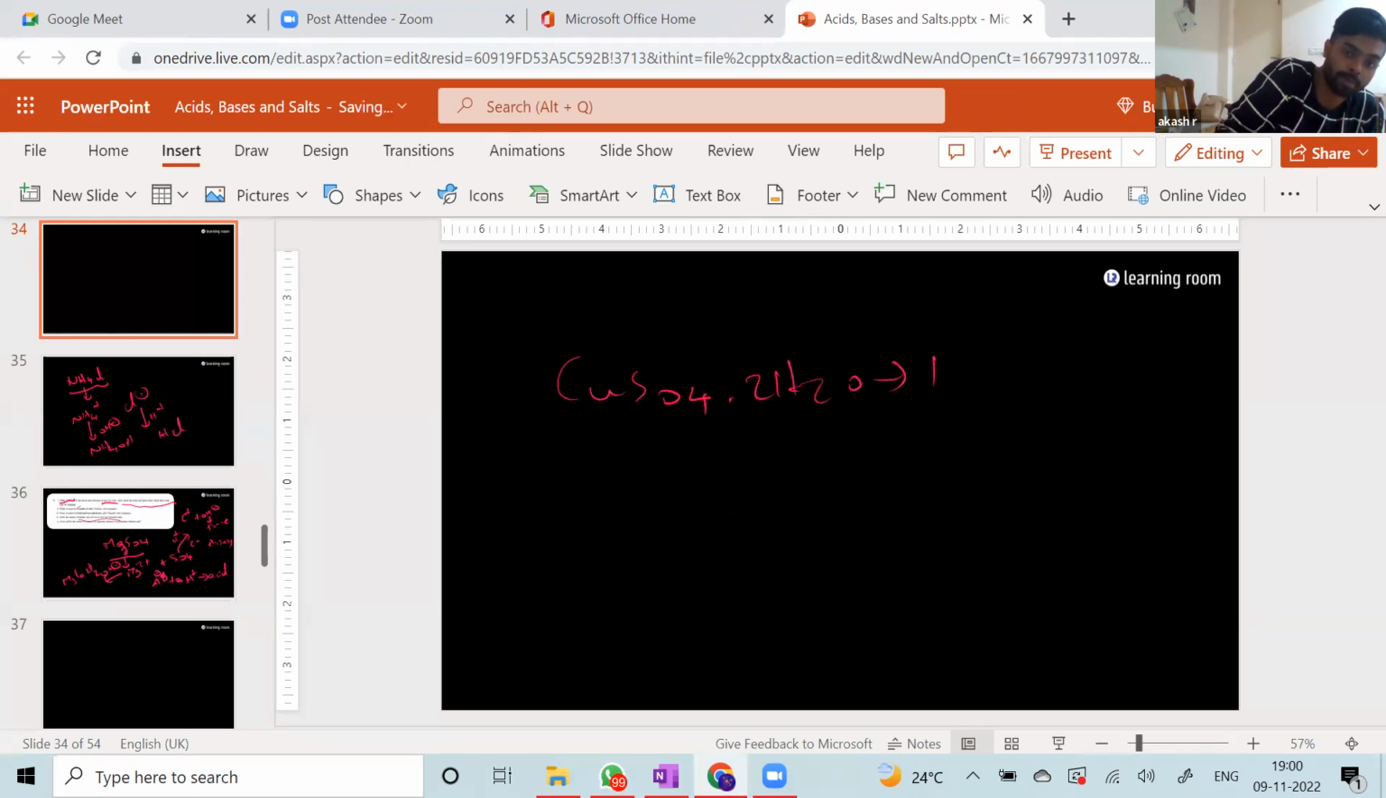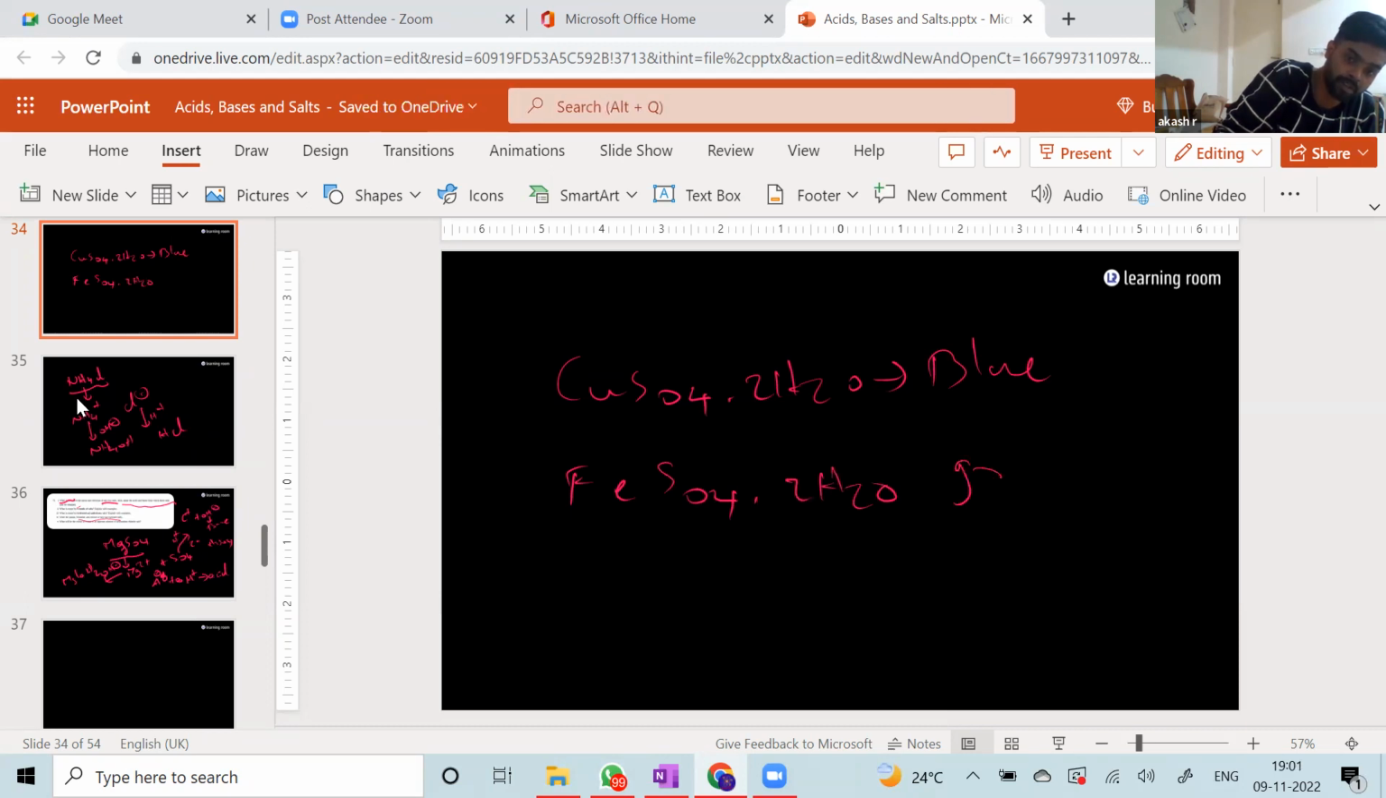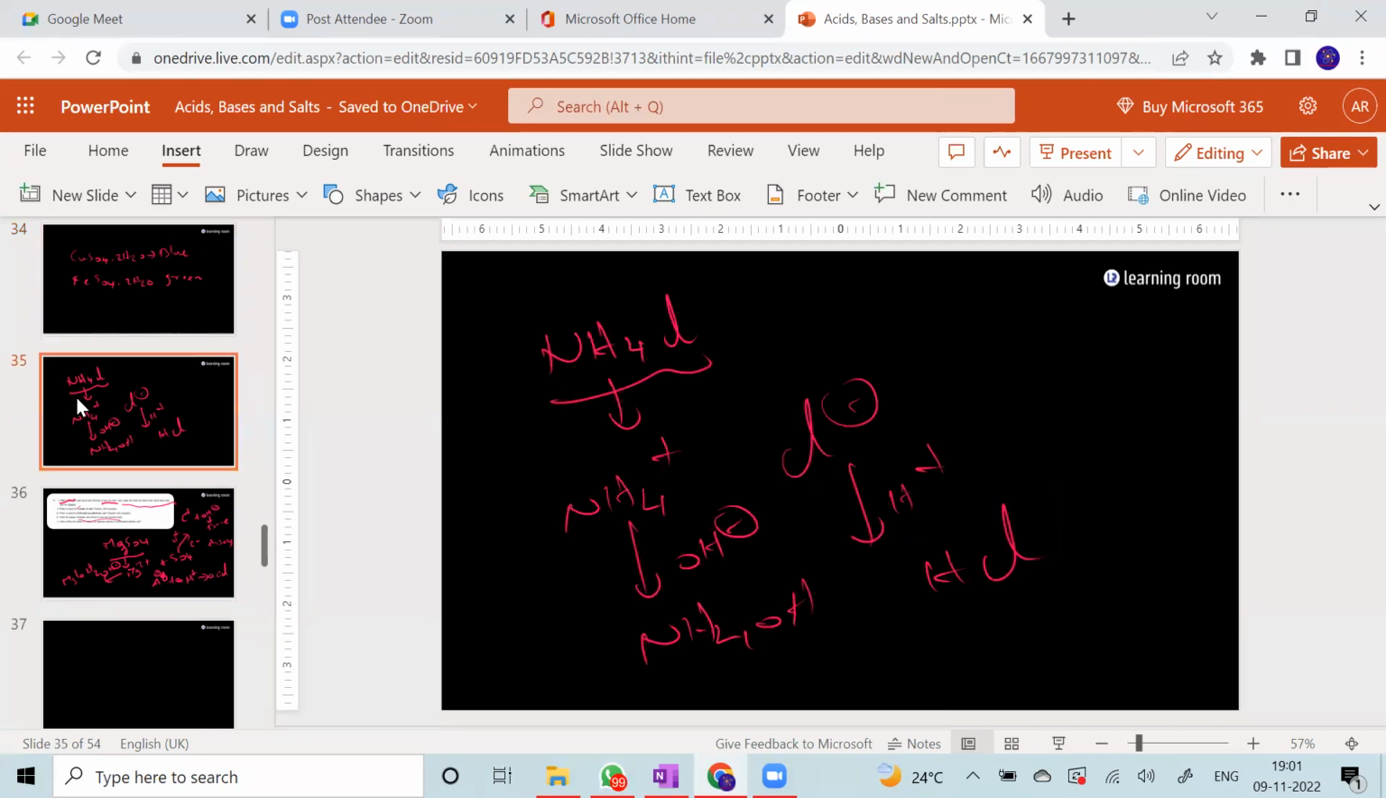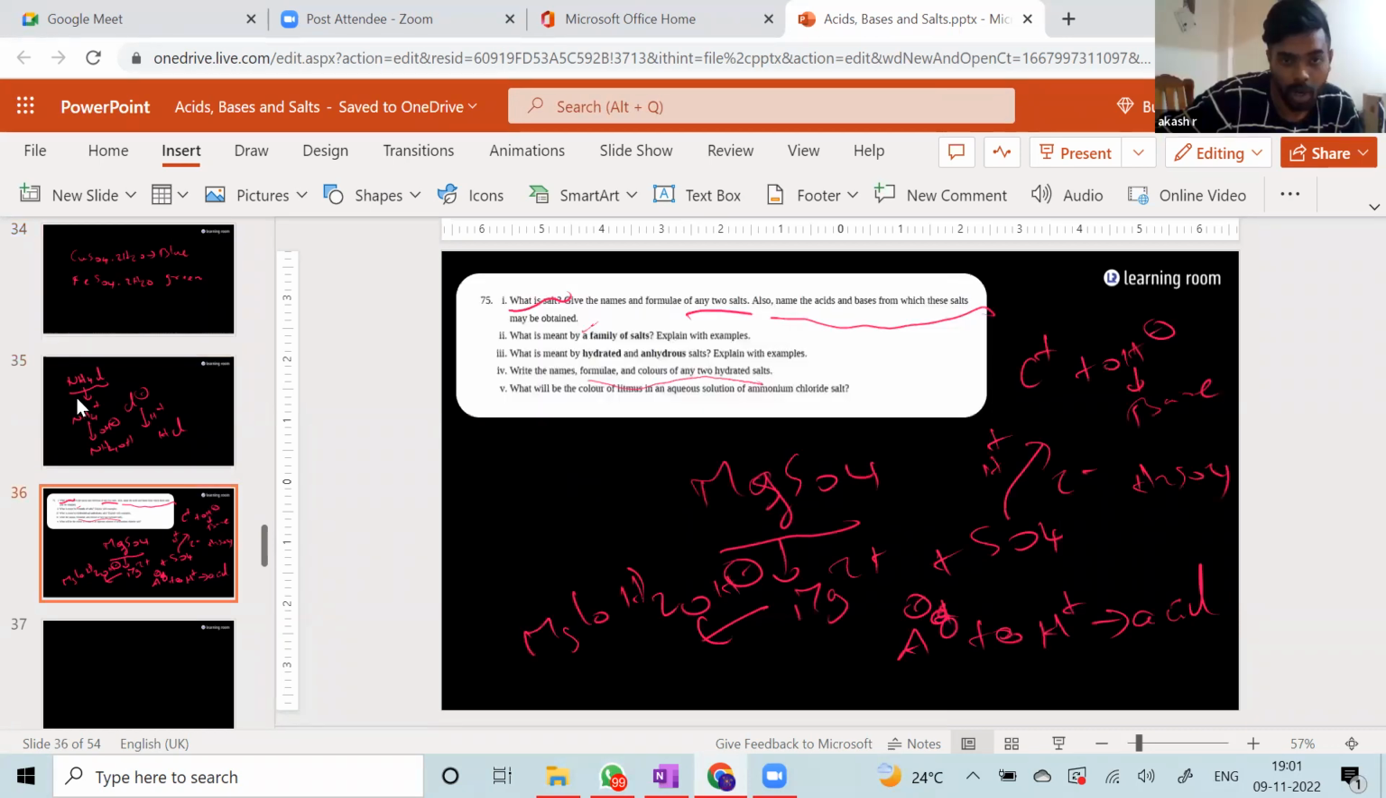CuSO4.2H2O is going to be blue in color, right? And if I write FeSO4.2H2O, again, what is the color of FeSO4? Pale green. Green, right? So this way you can write. Okay. Next. What color of litmus?